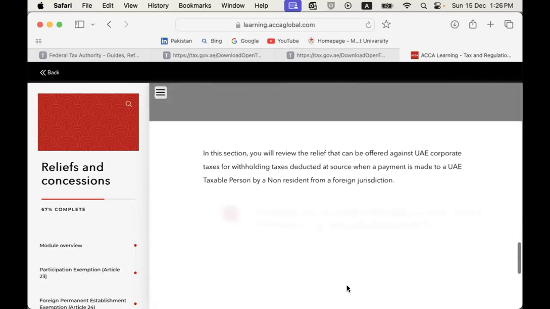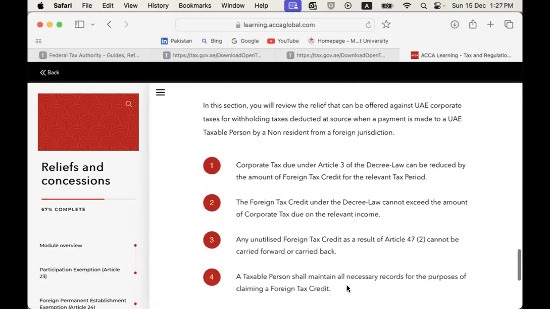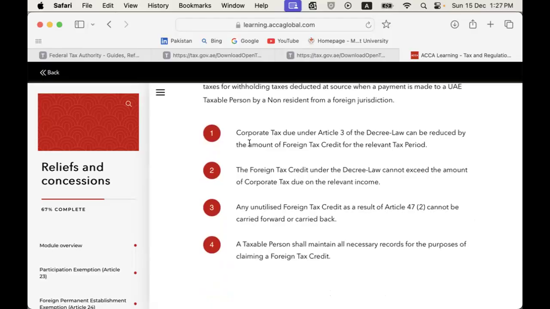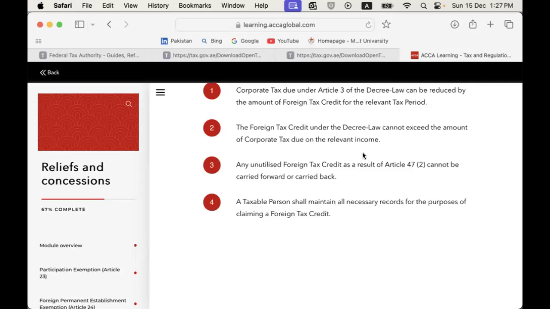Foreign tax credit. That's something we should remember. So corporate tax due under Article 3 can be reduced by the amount of foreign tax credit. I think we all know that. Foreign tax credit under the decree law cannot exceed the amount of corporate tax due on the relevant income.